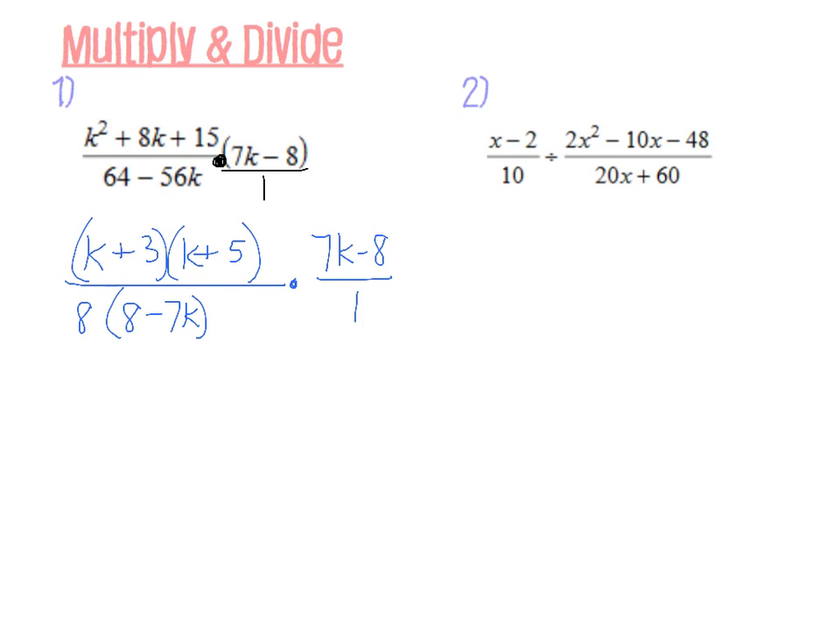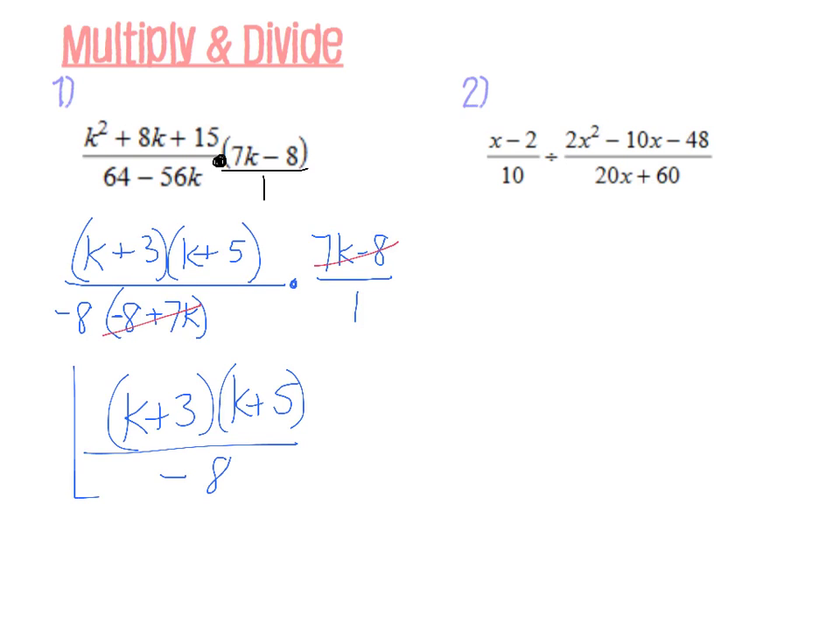Now when you look at trying to reduce something, this looks very similar to this, and yet it's not quite identical. The 8 here is positive, whereas here it's negative. The 7k is negative, here it's positive. The signs are wrong here. Well, I can tweak this. Instead of factoring out an 8, I'm going to factor out a negative 8, which is going to keep this 8 negative and this 7k positive, and now those two quantities are the same, and I can reduce those. Other than that, I think that's all there is for reducing. I'm left with k plus 3, k plus 5, all over negative 8.